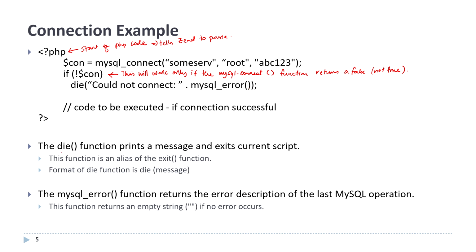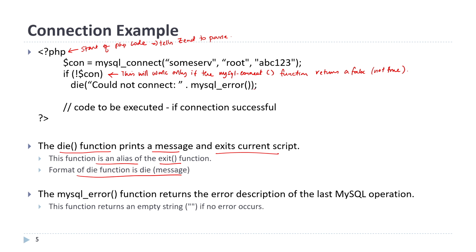So, the die function, okay, prints a message and exits the current script. Whatever you are doing, die will make sure that you do not go any further, prints the error message and exits. It is an alias of the exit function. The format of the die function is die with whatever message you want to print.